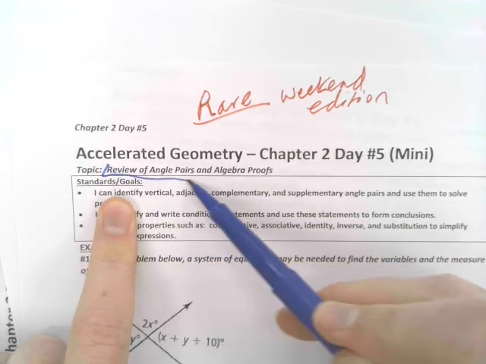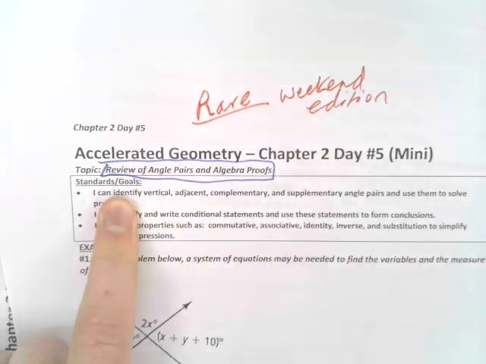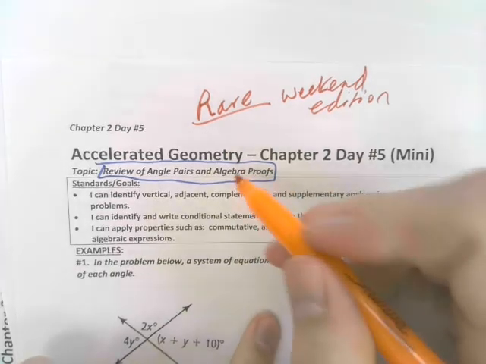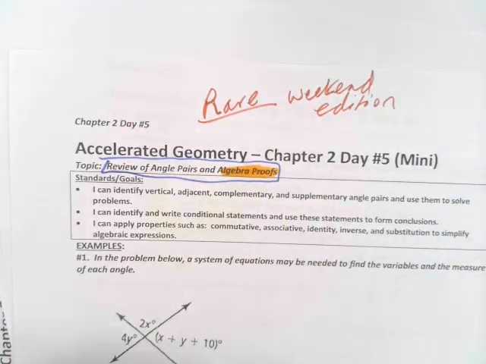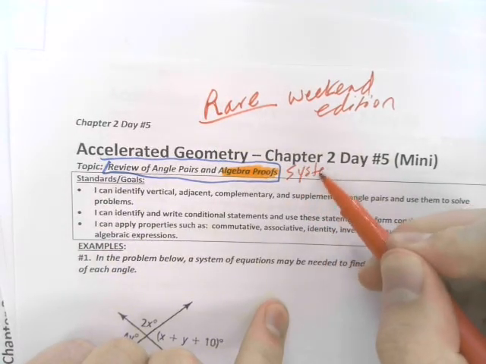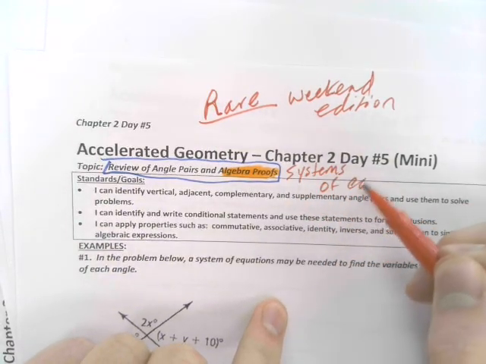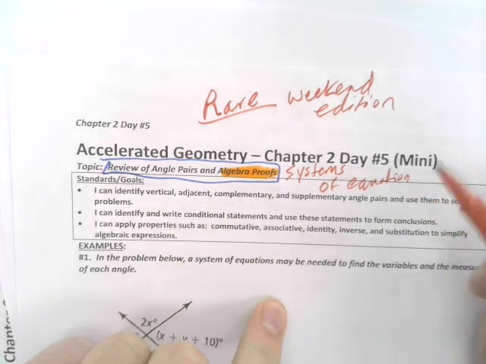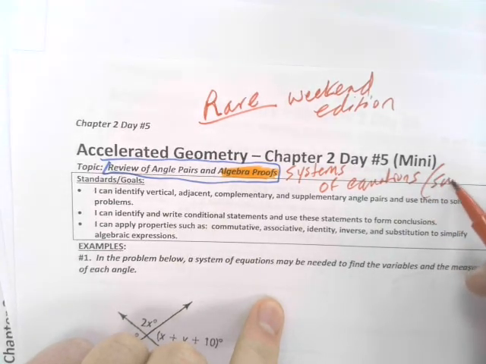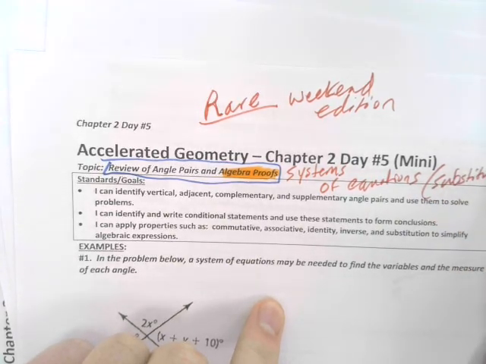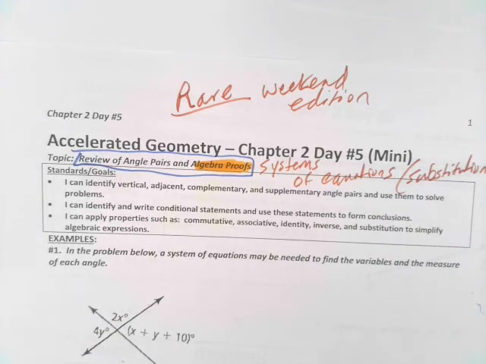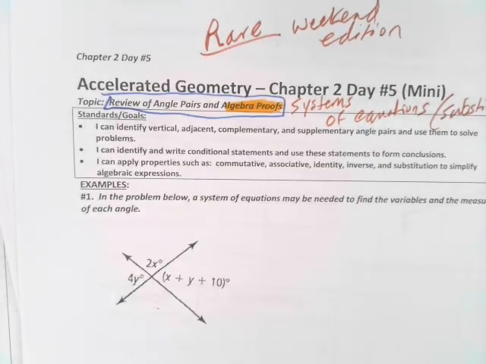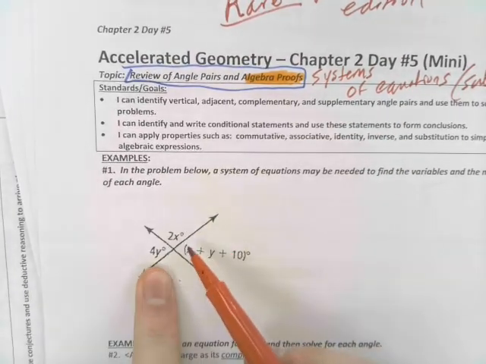Now, it says review, but the big thing today is going to be focusing on algebra. We're going to be bringing back things like systems of equations from Algebra 1, as well as substitution. Those are going to be the two big ones today: using the substitution method when we're working with systems of equations. A little throwback here, we got some algebra going on.